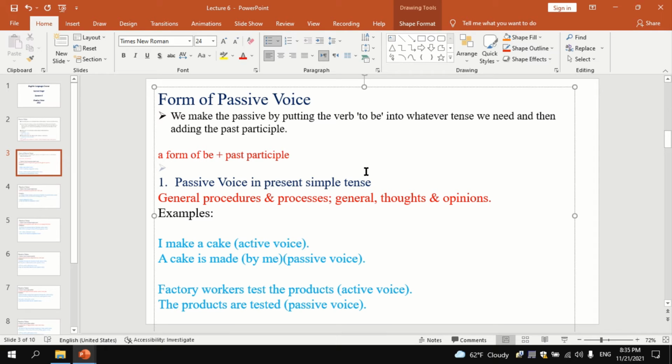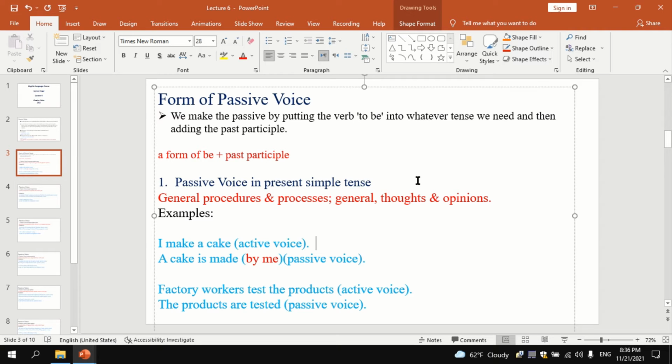So first, the passive voice in the present simple tense. This is used in general procedures and processes, general thoughts and opinions. For example, I make a cake. Active voice. To transform this sentence to passive voice, cake will be the subject. A cake is made by me. This is passive voice.